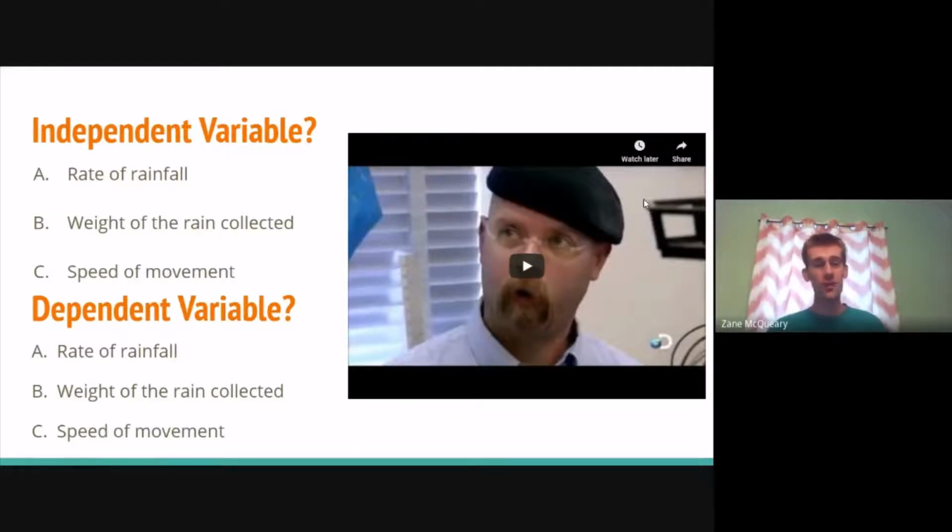Hopefully you had a chance to watch the video. In this case, the independent variable was the speed of the movement: walking versus running. That is what they were testing. The dependent variable, the thing that was affected by it, was the weight of the rain collected. In this case, it was their cotton jumpsuits, and they were measuring the amount of weight they had put on in grams because of the speed of the movement.